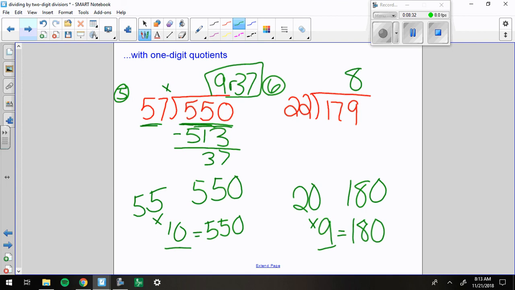And when you're estimating, you don't have to jump right up into your quotient. You can do this work on the side. But let's try 8. 8 times 22 is actually 176. My answer ends up being 8 remainder 3.